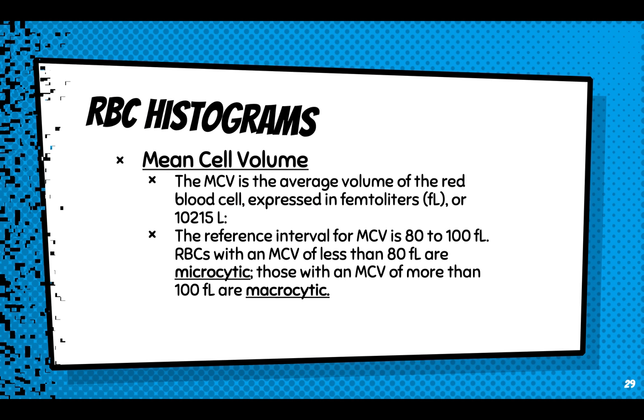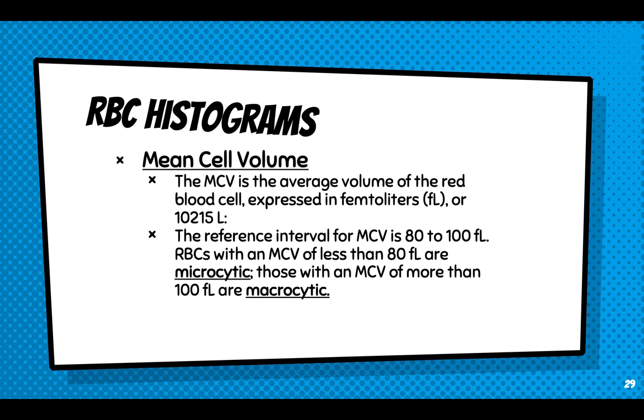So, mean cell volume or your MCV is the average volume of your red blood cell. It is expressed in femtoliters, or 10 to the power of negative 15 liters. The reference interval for MCV is 80 to 100. I took this definition from Rodak's, our reference book for hematology, because you will be seeing other normal reference intervals for your MCV. But what we're talking about is 80 to 100.